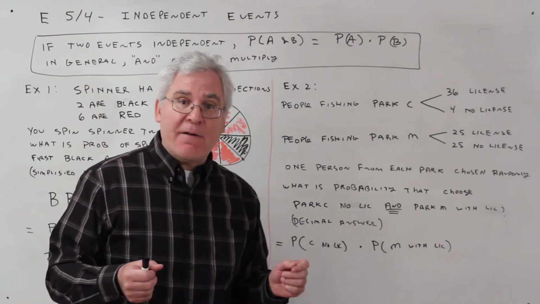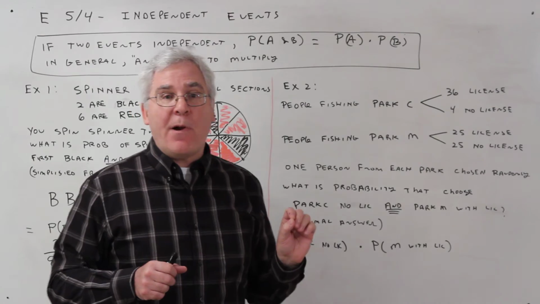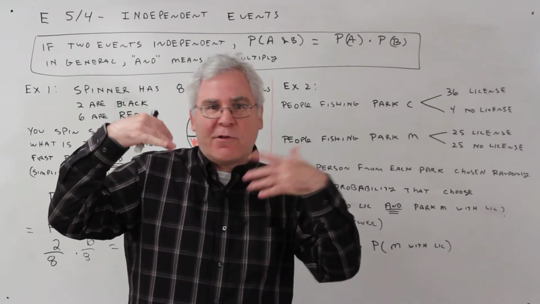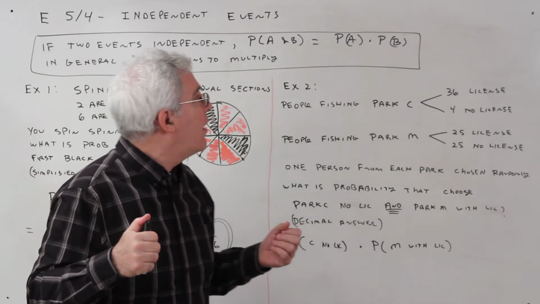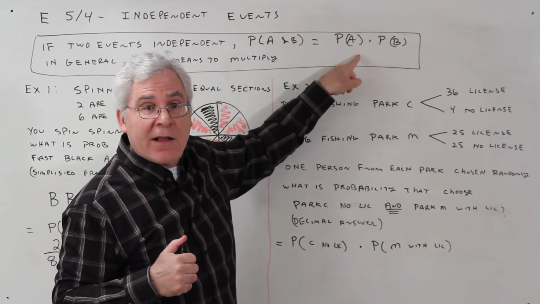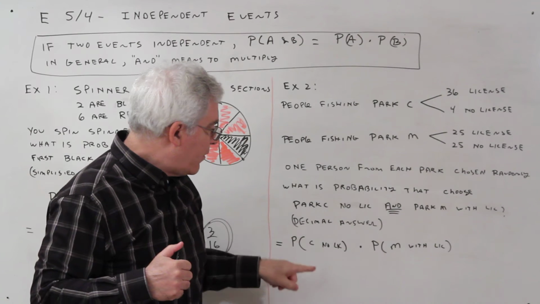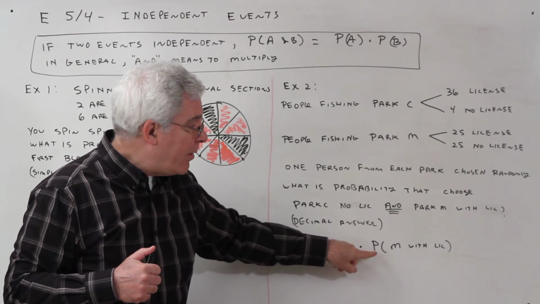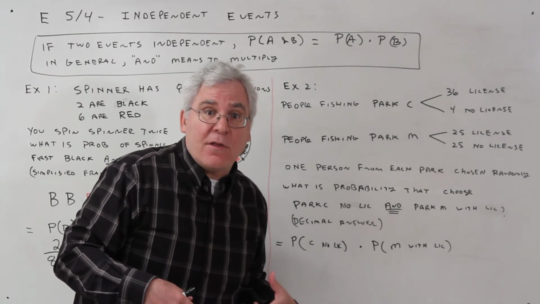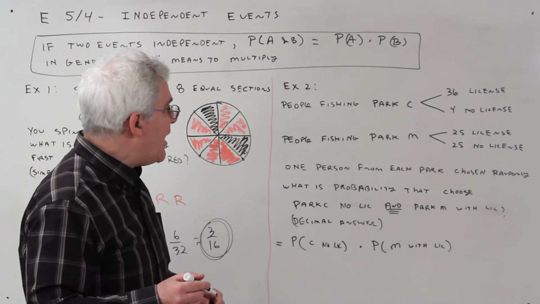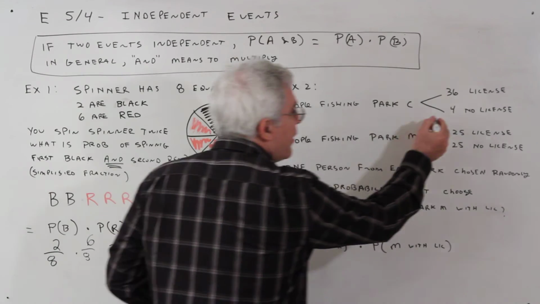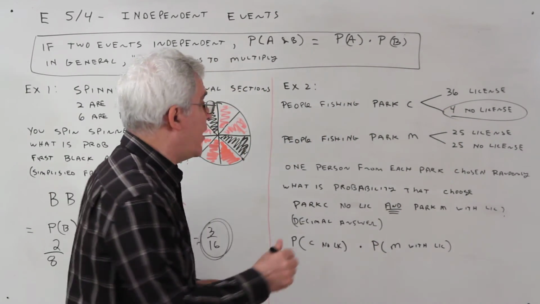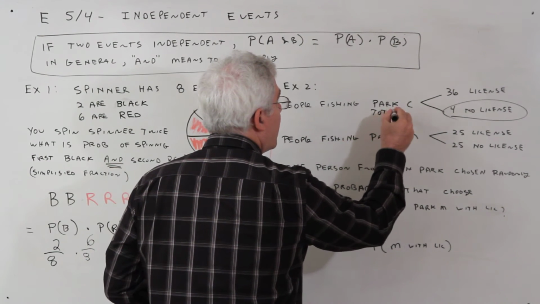Okay, these are independent events. By picking somebody from Park C has no effect on who I picked from the other park. They don't talk to each other and say, hey, scram. Okay, so it's going to be just the product of the probabilities of each. So the probability of C with no license times the probability of M with a license. Okay, so C with no license, well, there's 4 of those people out of a total of 40. I'll just write the total as 40.